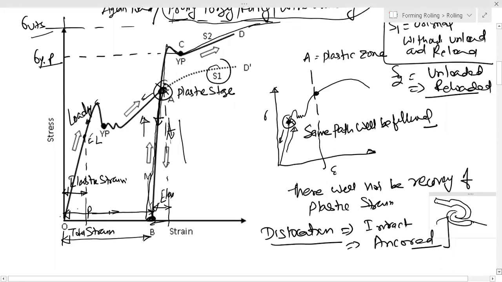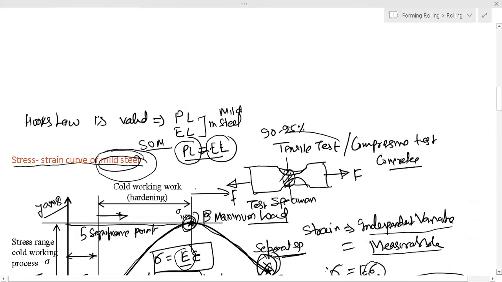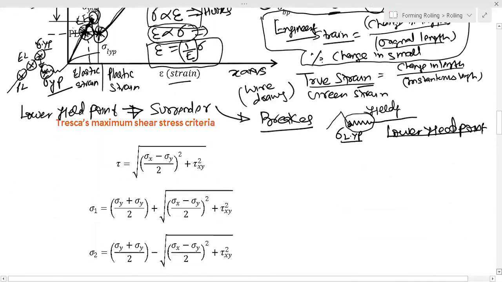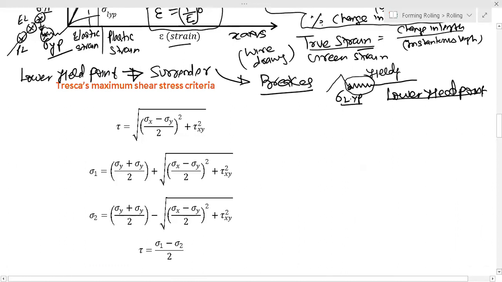So work hardening basic understanding is there now, and now we'll understand some theory of failures, because material has to fail, right? We have to change the shape. In a forming process, shape is changed by applying external force. So basically, there are 5 types of theory of failures.